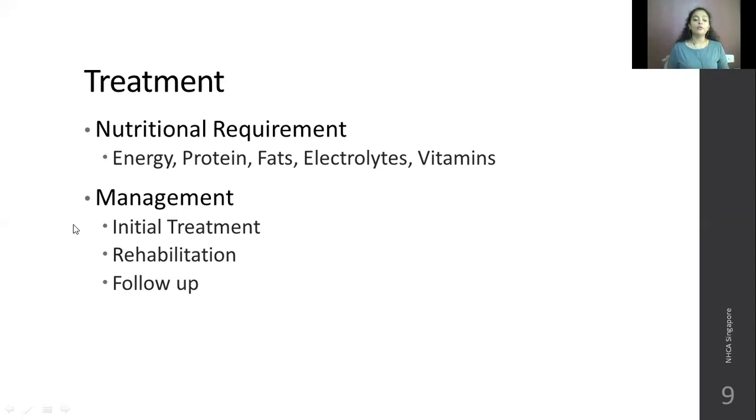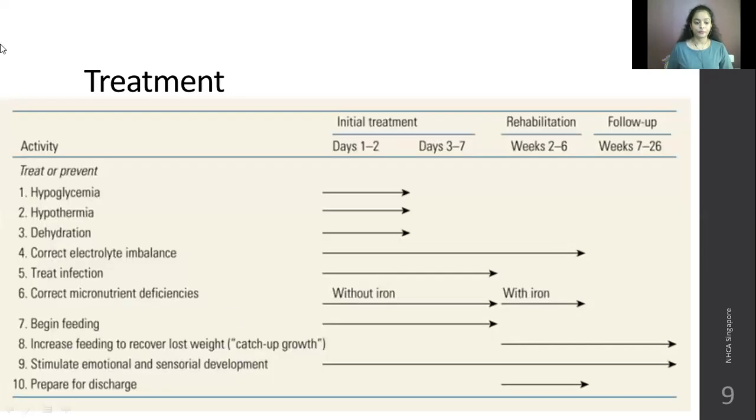So this is how you divide the entire clinical management: initial treatment, rehabilitation, and follow-up. Life-threatening treatments and ailments will be addressed here in the initial treatment. Rehabilitation will be done in the ward. The focus is on the feeding. And follow up covers all the domiciliary care, health education, etc. So this is the table. It is given on page number 165, table 8.4.